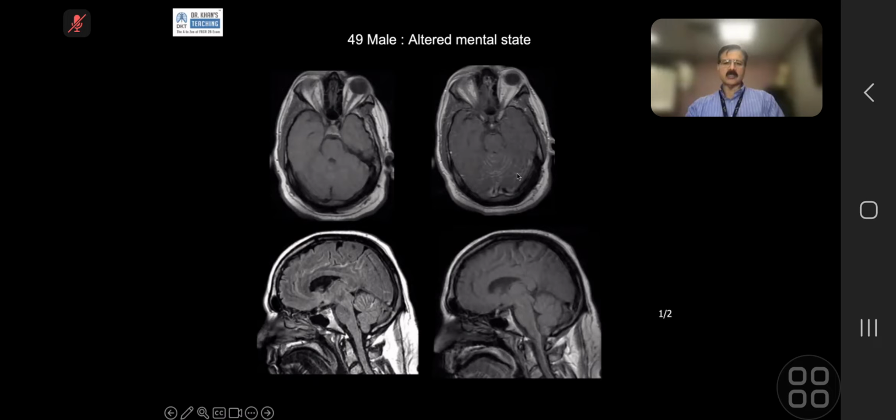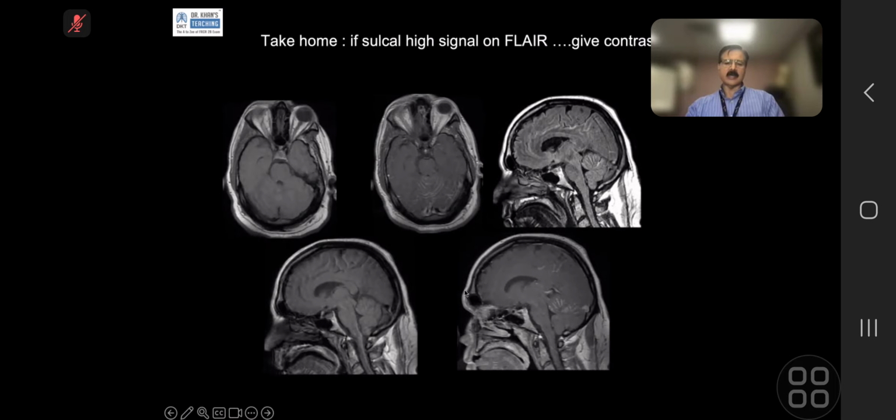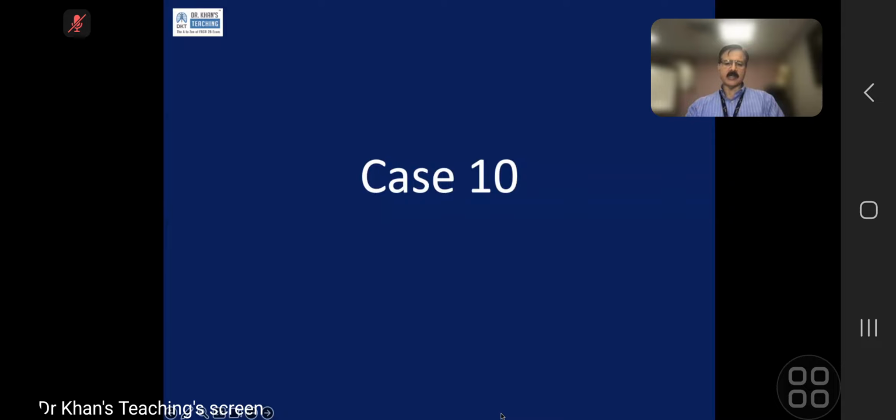This is pre-contrast, this is post-contrast, and you can see that there is enhancement. So on the sagittal post-contrast, you can see this leptomeningeal enhancement, which is also enhancing the adjacent gyri.